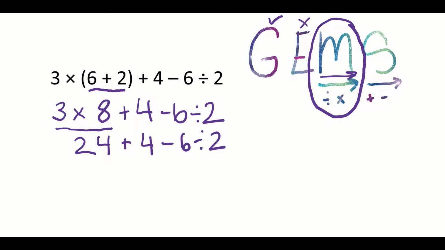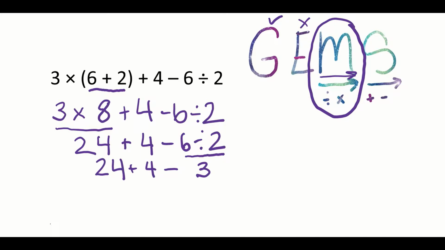I'm still needing to simplify all multiplication and division first. So back to the left, looking for multiplication and division. Where are you? Not here, not here. Oh, there you are. 6 divided by 2. Simplifying that. Then bringing everything else down.